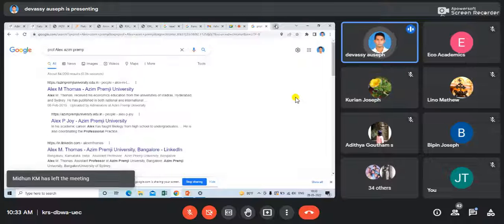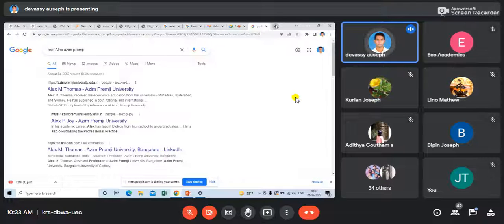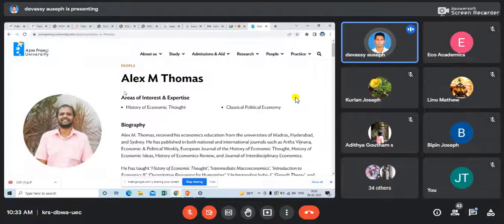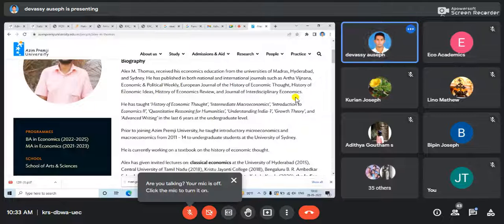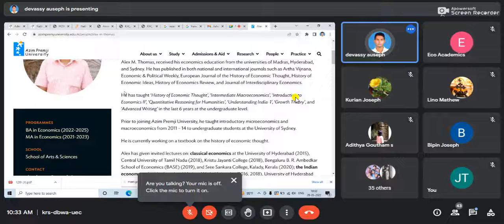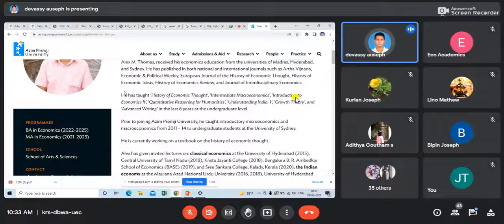Yeah, Alex M. Thomas, who was working in Azim Premji University. He is an economics professor, and he published this book. He studied in University of Hyderabad, and he published a book called History of Economic Thought and Intermediate Macroeconomics. For all his books, he was calling across interns and students to work with him as an intern and to help him with his books. So reach out to professors.